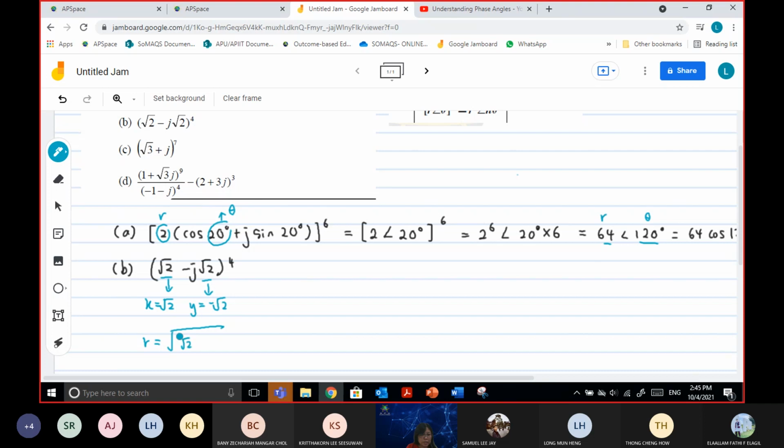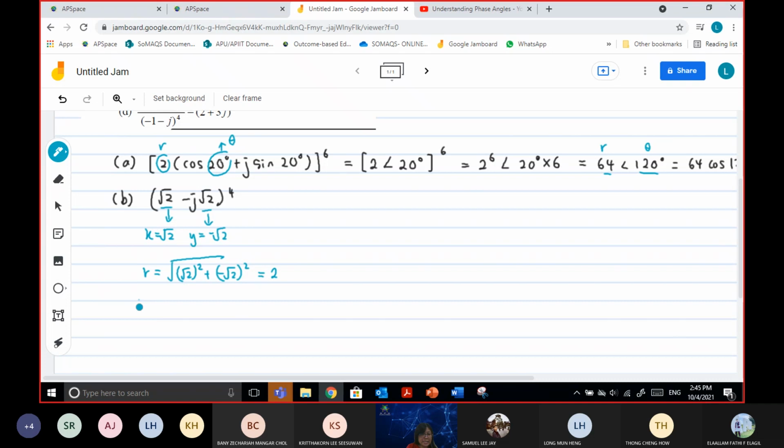So square root of 2 squared plus negative square root of 2 squared. That means you have the square root of 2 plus 2, which is the square root of 4, which equals 2. Then next is the arctangent of y over x, right?